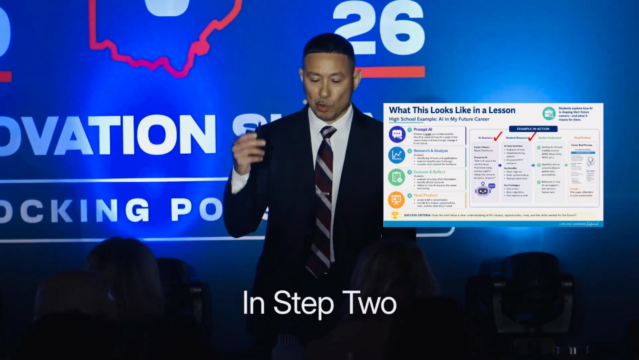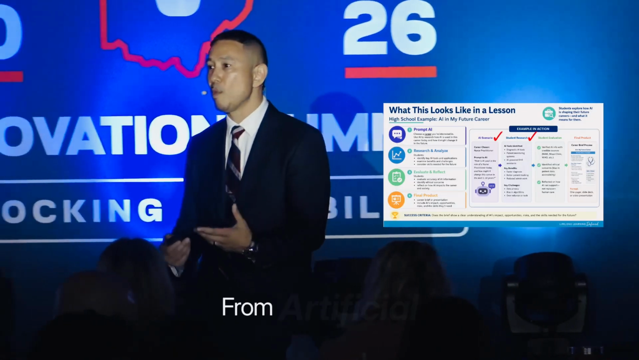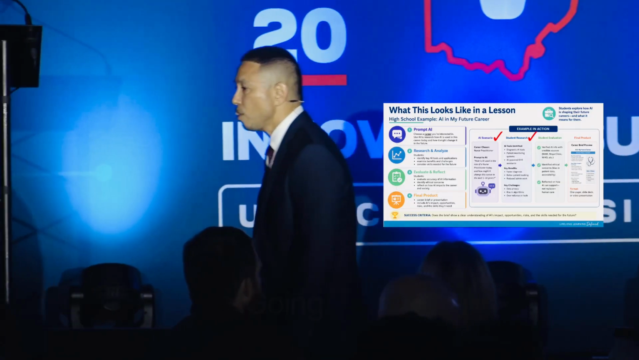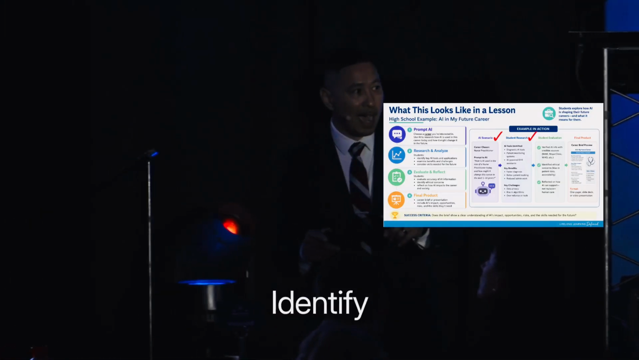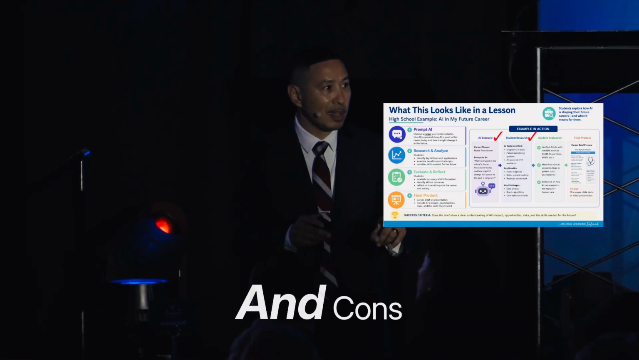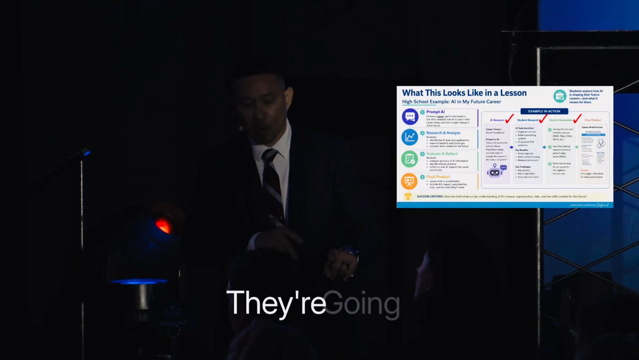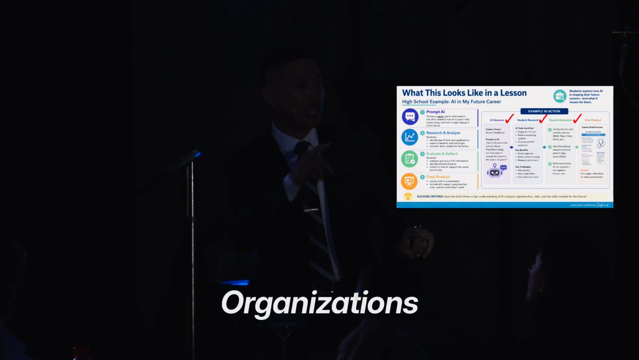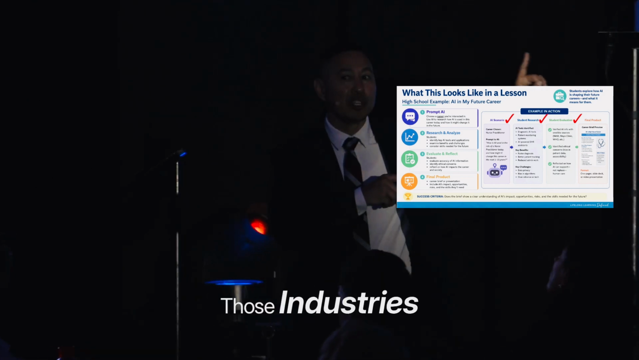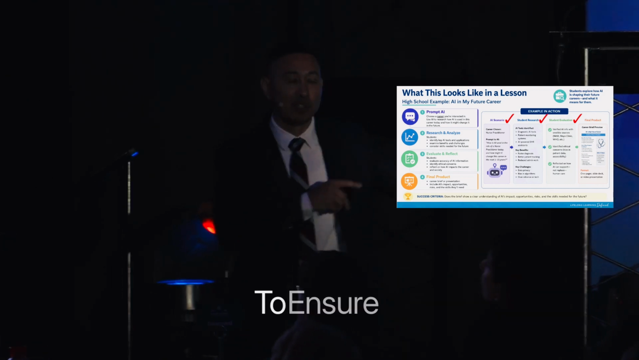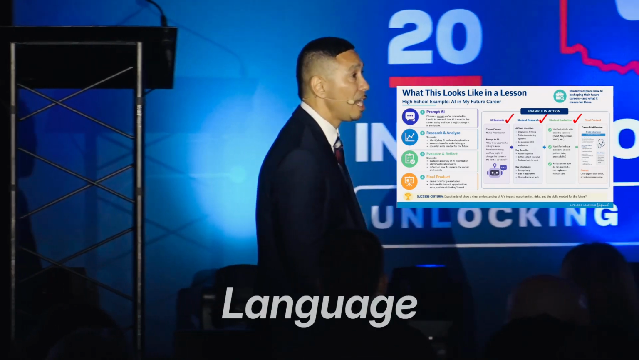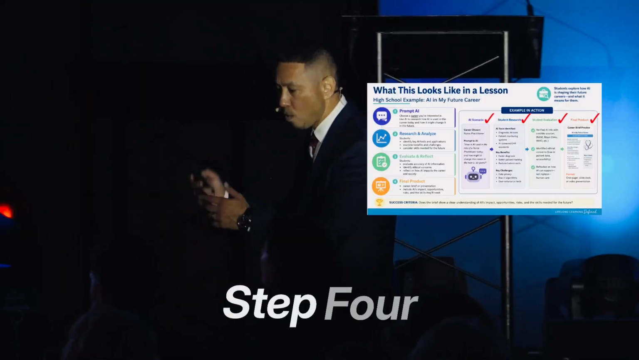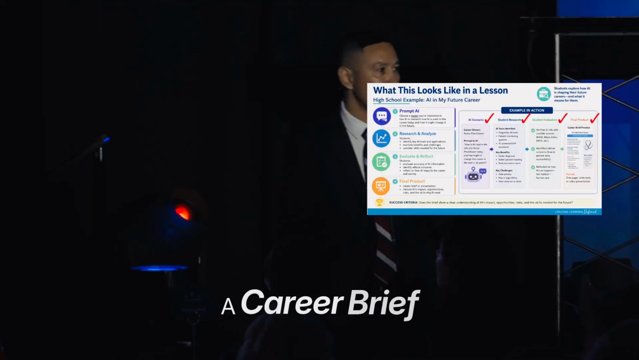In step 2, they're going to look at the output from artificial intelligence. And they're going to identify tools, pros and cons. In step 3, they're going to research about the organizations that lead those industries to ensure that what their research and the responses that they got from the language model are accurate. And then in step 4, they make a career brief.